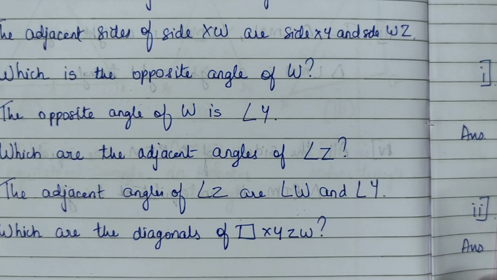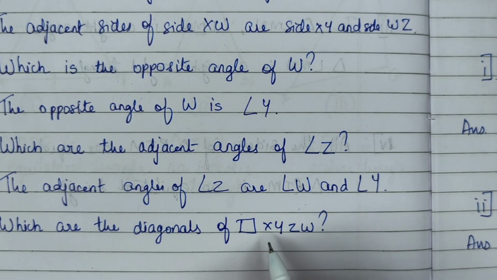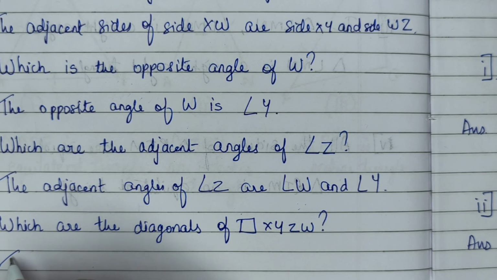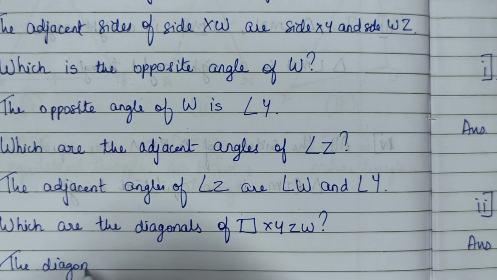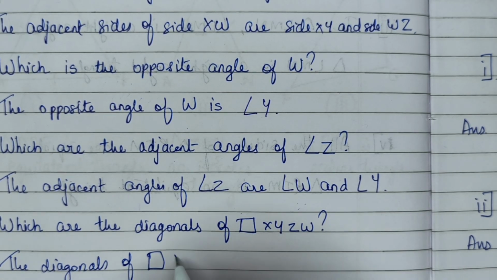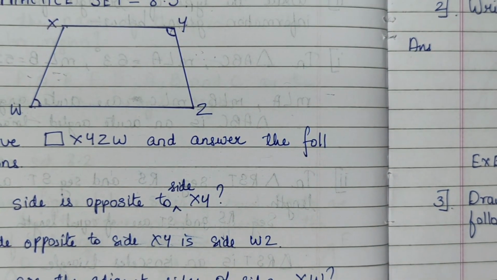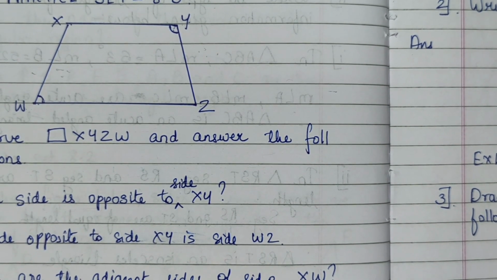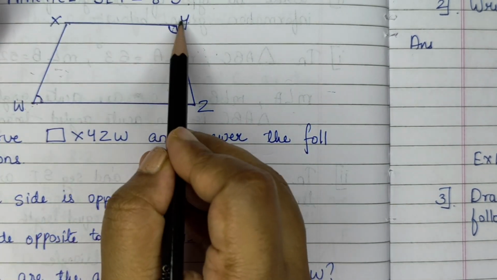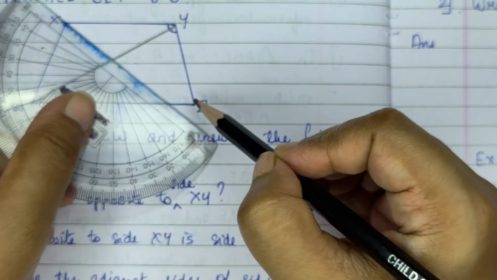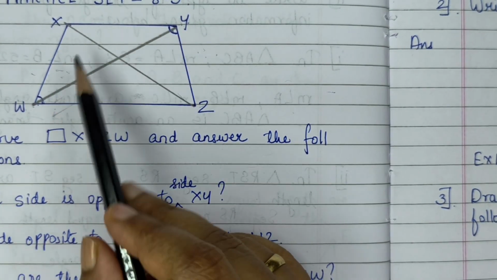Now see the next question. I showed you what the diagonals are. So which are the diagonals of quadrilateral XYZW? Understood? First you copy the question here: the diagonals of quadrilateral XYZW are. Now see in this figure, the diagonals were not given. You can join the points and draw the diagonals. See this. These two are opposite angles. You have to join them. And then these two are opposite, so join these two points also. That means these two form the two diagonals of the quadrilateral.